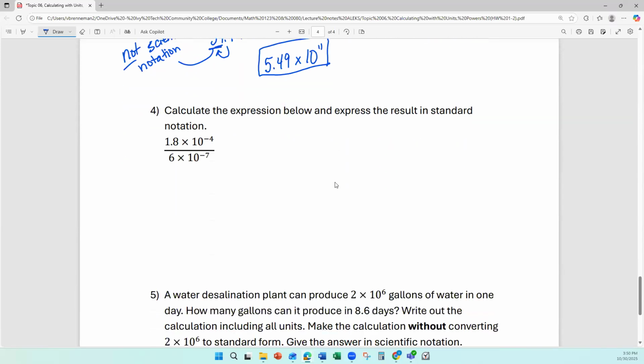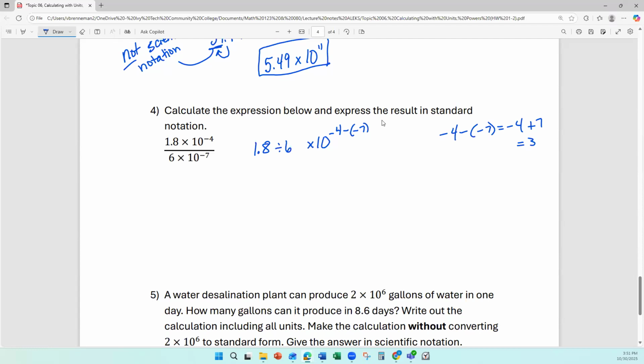Then for division, similarly divide the numbers. This fraction is division. Those are interchangeable notations. So 1.8 divided by 6, and then it's going to be times 10. And for division, it's power of the top minus power of the bottom. So -4 minus -7. The negative is part of the 7 there. It doesn't replace the subtraction. So it's not just -4 minus 7. It's -4 minus -7. And that is -4 plus 7, which is 3.